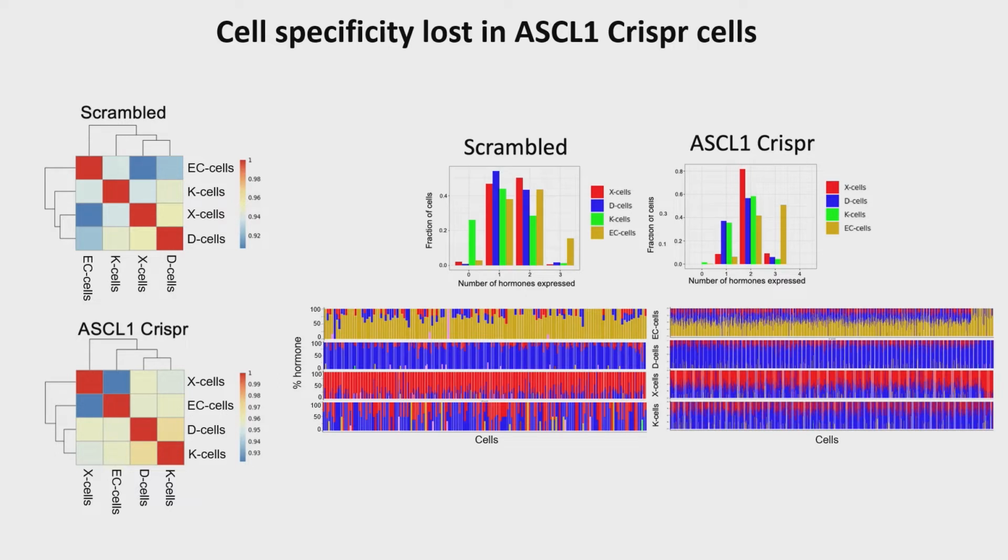Which means these cells are expressing more specific hormones, which is associated with state. As you can see in the bottom plot, in the ASCL1 CRISPR, the EC cells are now expressing a mixture of hormones, unlike the scrambled, which is largely relatively enriched for EC cells.